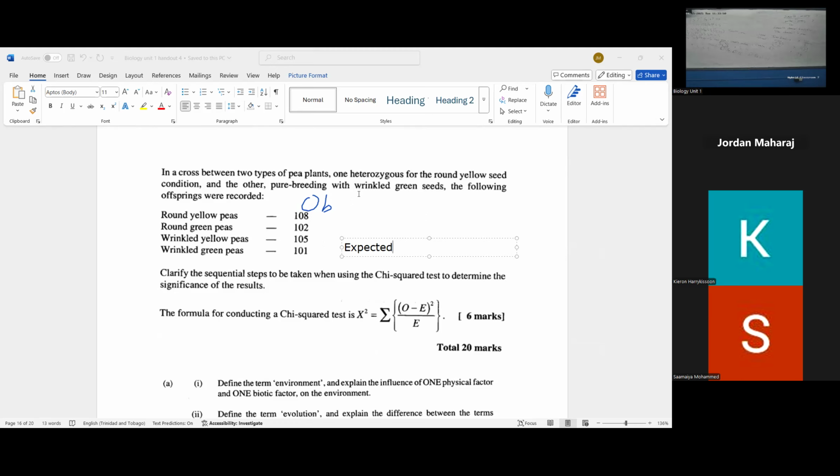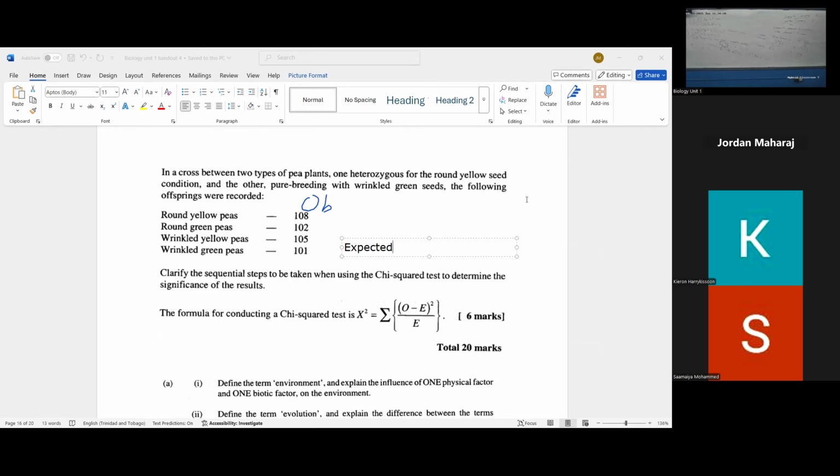Okay, and how do we figure out the expected? We need to do a cross. So we have one heterozygous for round yellow seed condition. And again, you need to understand what that means. If you are heterozygous for round and yellow, what are the dominant traits here? Round and yellow, right? In a heterozygous organism, whatever traits are expressed, those are the dominant traits.